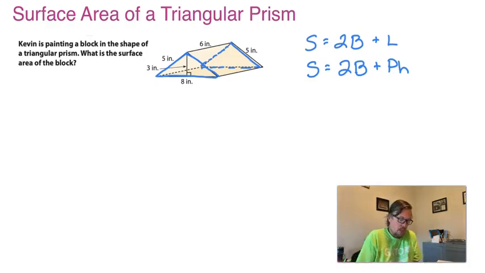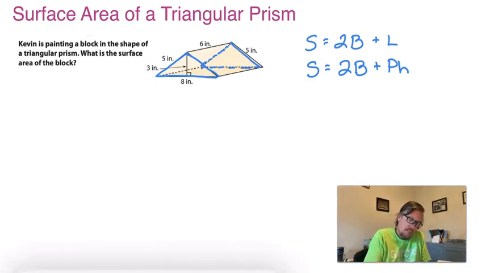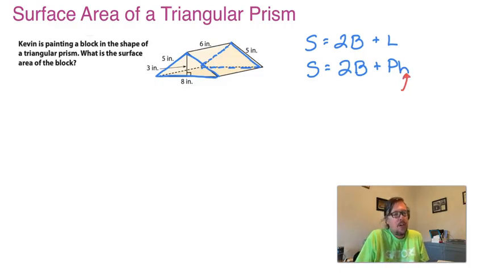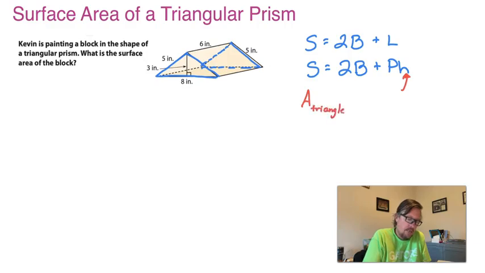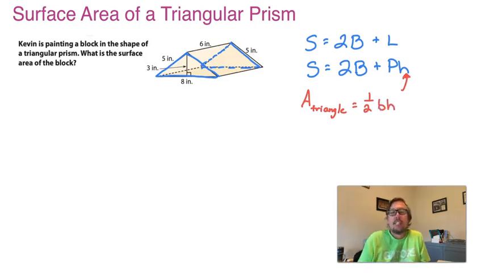Now, the trickiest part of these triangular prisms is actually the height right here. The reason is that in order to find the area of a triangle, you need to know the height of a triangle. If you forgot, the area of a triangle is 1/2 base times height. I'm using the little b here instead of the big B because big B means the area of the base. Little b just means literally how long is the base.